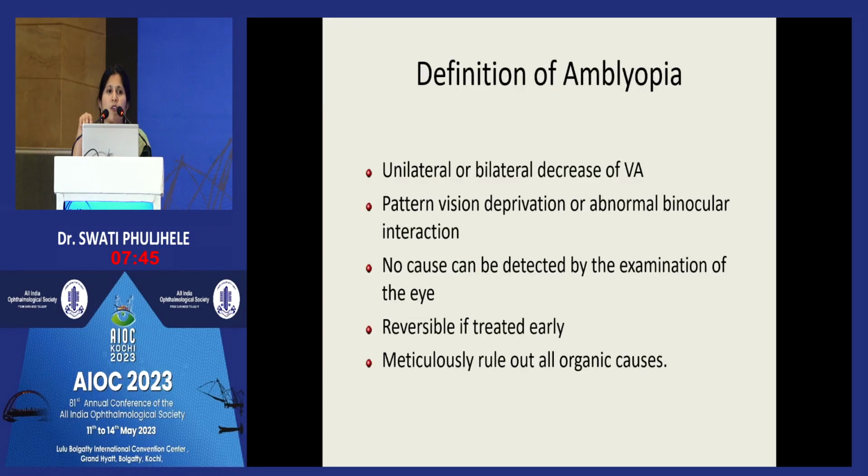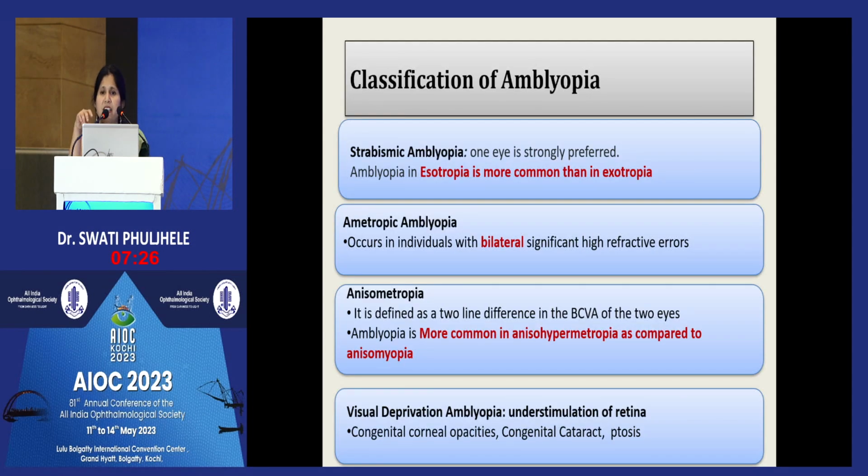So, as we all know, amblyopia is basically unilateral or bilateral deprivation of vision because of either a lack of sensory stimulus or abnormal binocular interaction, for which no organic cause can be detected, and if treated on time, it is reversible. So it can be classified as strabismic amblyopia, which is more common with esotropias as compared to exotropia.